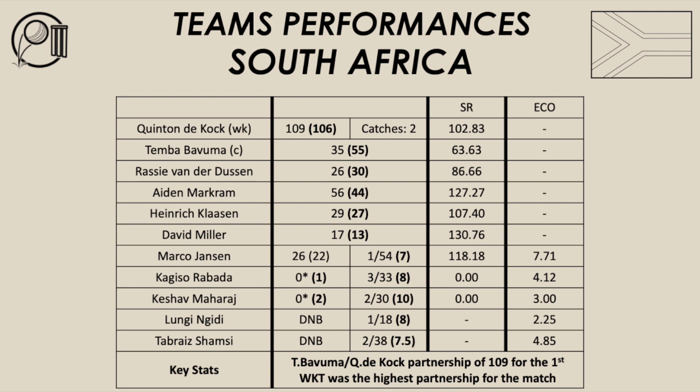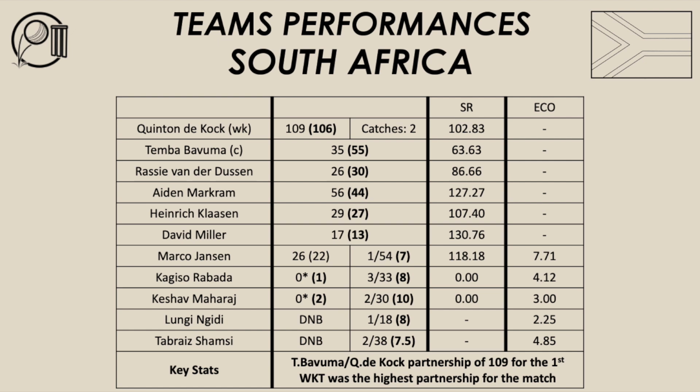Rabada led the way. 3 wickets for him. He really bowled well. The spinners Maharaj and Shamsi took 4 wickets between them. They did a job. Ngidi bowled really well up front. He started well to begin his spell. And really, Ngidi was the only one that really got the ball rolling for South Africa in terms of taking the early wickets and building the early pressure. So he did really well there.